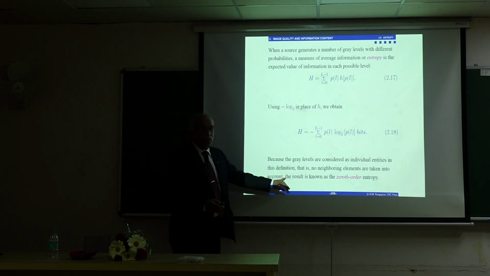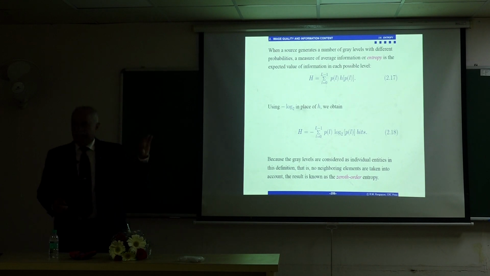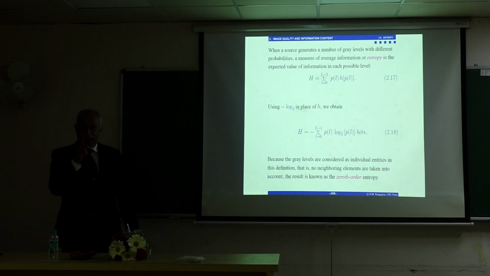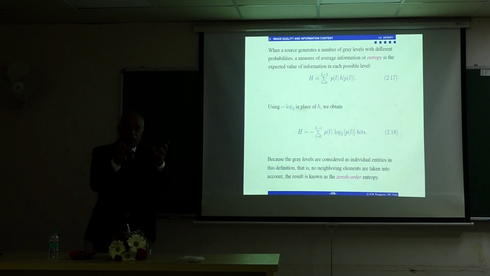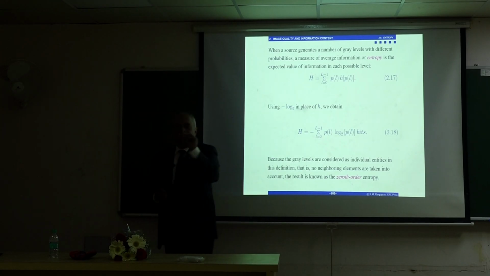It is called zeroth order entropy. Some books say first order, but it's actually 0 because you're not considering any neighbors. If you consider one neighbor and take joint, then it is first order. If you consider 10 neighbors, then it becomes 10th order, because the neighbors are correlated. Right now, you're taking only one pixel at a time.